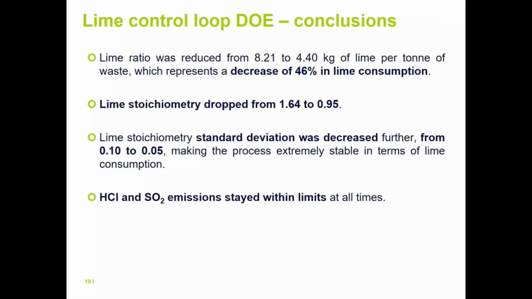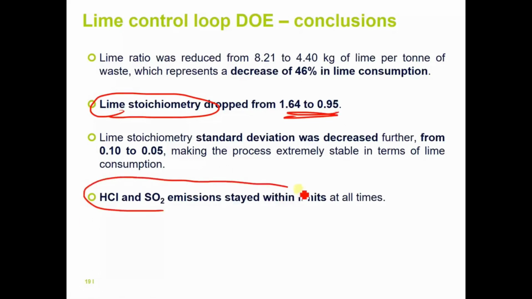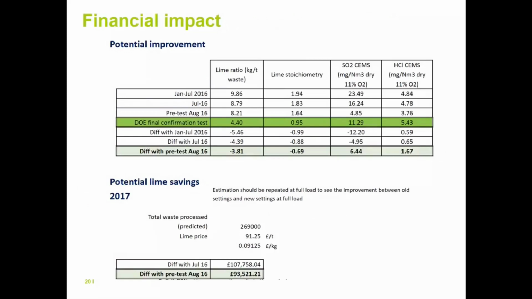So just a little summary, of course, of what they achieved. And by the way, all the money is around the lime usage, which is fantastic. So all of this is going great. The stoichiometry dropped to where it should be. But key point, the emissions stayed within limits at all times. We don't want to go biffing out loads of pollutants whilst we're saving money. That wouldn't be a smart thing to do at all. We found the sweet spot, the cheapest place to get the best process performance. And that's really what these tools and techniques are all about.